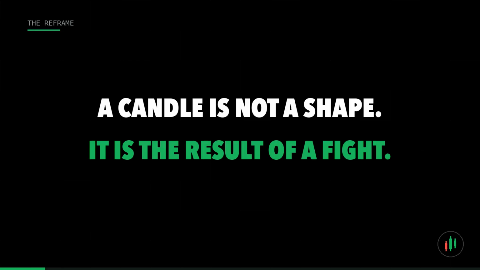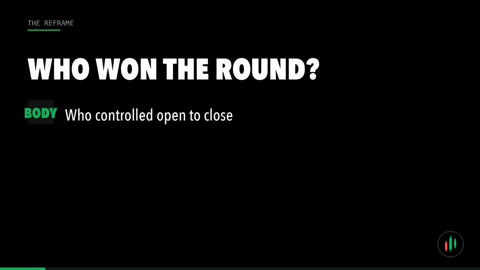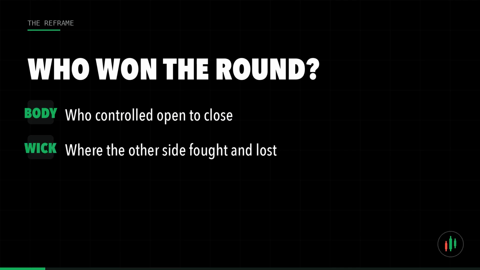Stop seeing a candle as a shape and start seeing it as the result of a fight. The body tells you who won that round. A long green body means buyers were in control from open to close. A long red body means sellers were. And the wicks tell you where the other side put up a fight and lost ground. A long lower wick means sellers pushed the price down and buyers took every bit of it back before the candle closed. A long upper wick means the opposite. Buyers pushed and sellers rejected them.